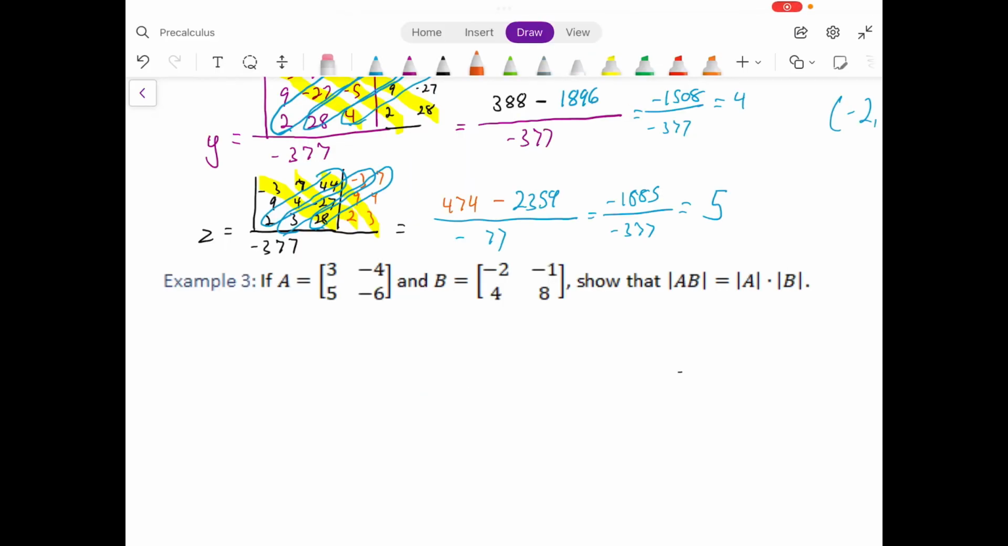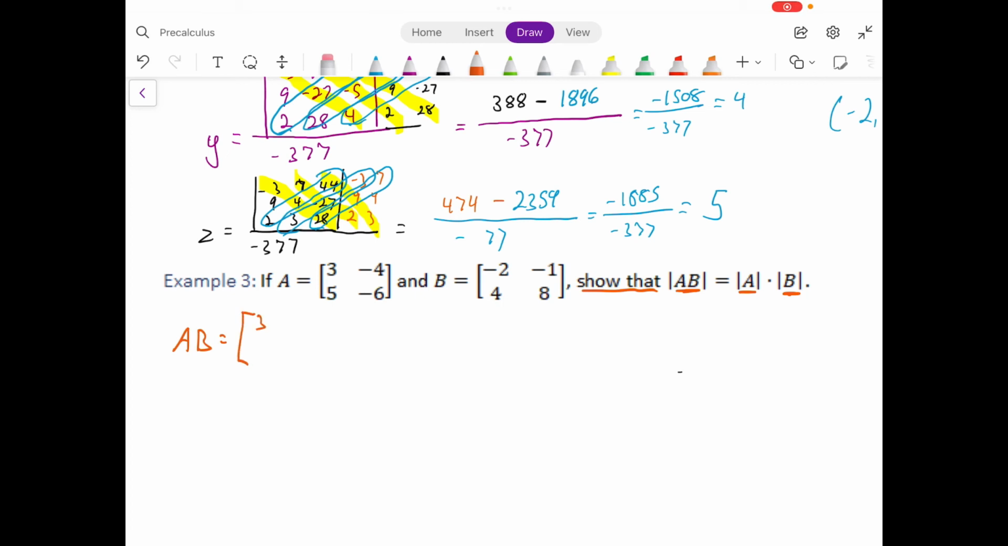In our final example here, it says if we have matrix A and matrix B, as shown, show that the determinant of A times B equals the determinant of A times the determinant of B. And since we're going to show that, we're just going to go ahead and multiply A times B, find its determinant, and then take the determinant of A and the determinant of B and multiply those together. So we will start by multiplying A times B.